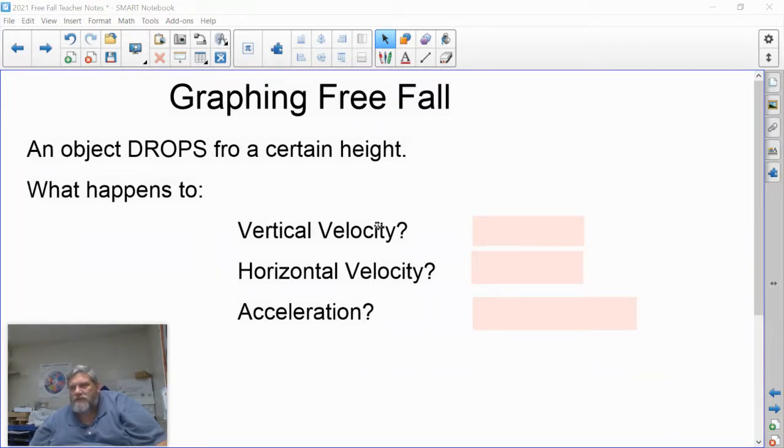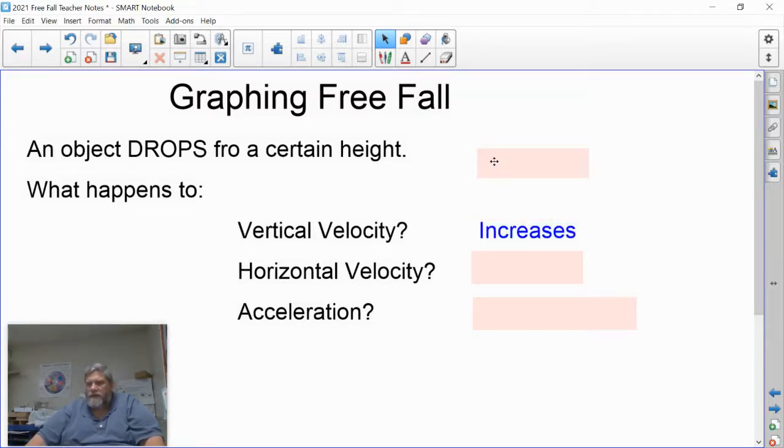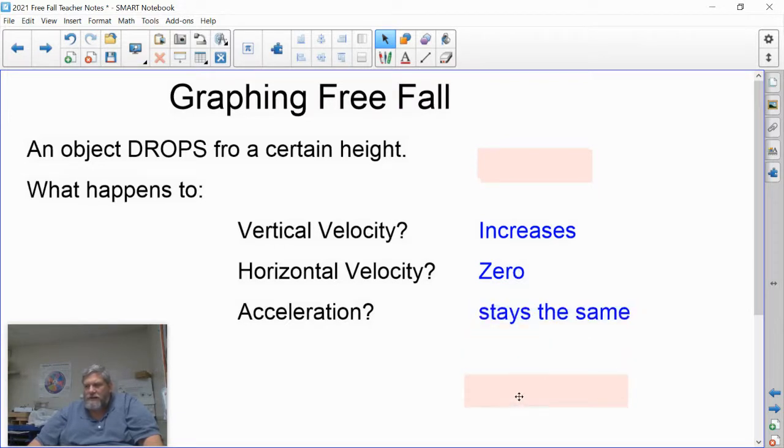So first of all, when an object drops from a certain height, what happens to the vertical velocity? Vertical velocity gets bigger, doesn't it? It gets faster and faster and faster, even though it's in a negative direction. The horizontal velocity, which we haven't talked about yet, is zero, it doesn't move at all. And the acceleration stays the same. It's negative 9.8 the whole time.